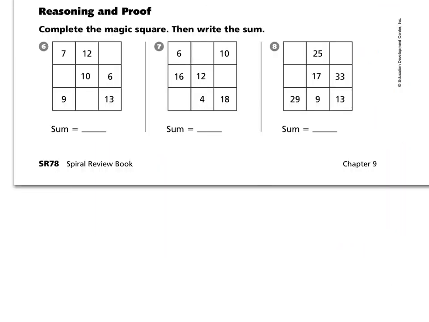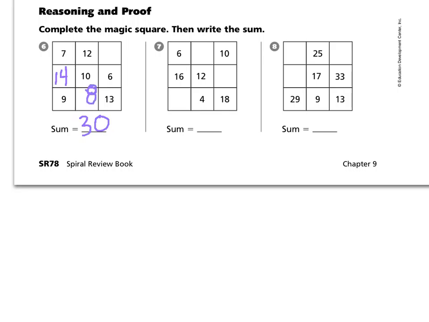We're going to complete the magic square and then write the sum. So first off, let's find how much the sum should be, and I can find it by going ahead and doing the diagonal for number 6. And I know that 7 plus 13 is going to be 20, plus 10 more is going to be 30. So now I need to make all of the lines add up to 30. Let's go ahead and do the middle row where I have 10 plus 6 is 16, plus 14 more would be 30. Do the middle column. 12 plus 10 is 22, plus 8 more is going to be 30.